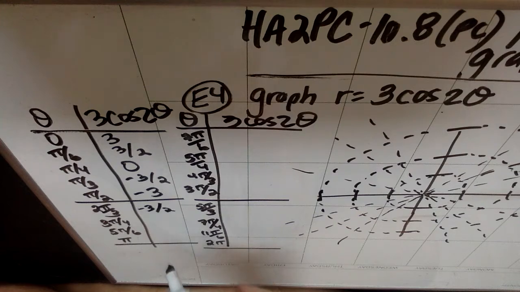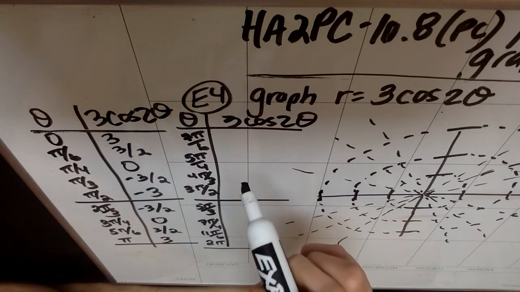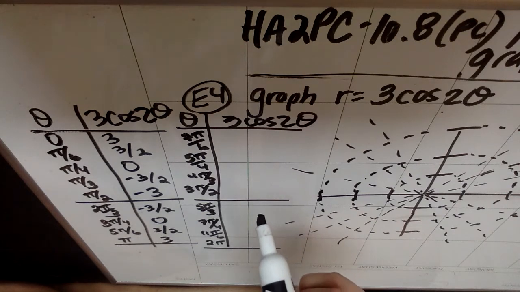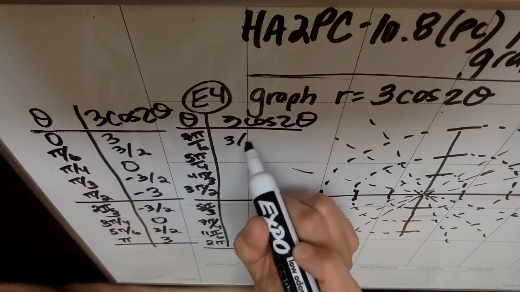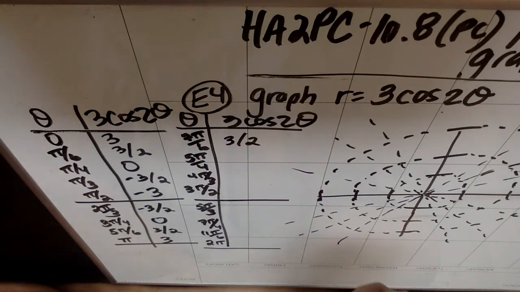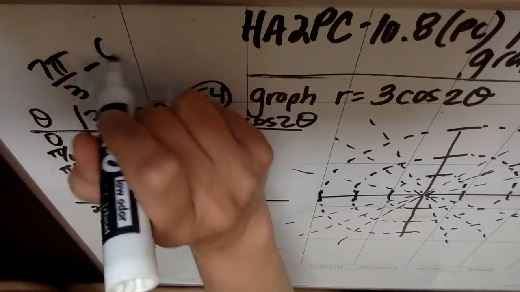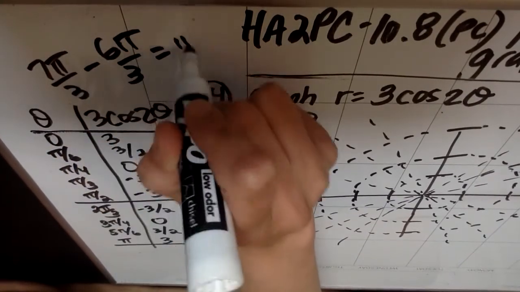3 times the cosine of 3 pi over 2 would be a 0. 3 times the cosine of 5 pi over 3 would be a positive 3 halves. And 3 times the cosine of 2 pi would be a positive 3. 3 times the cosine of 7 pi over 3. Well, 7 pi over 3 is the same spot as regular pi over 3, so that would be 3 halves, right? Because 7 pi over 3 minus a full circle, which would be 6 pi over 3, gives you a regular pi over 3, right?